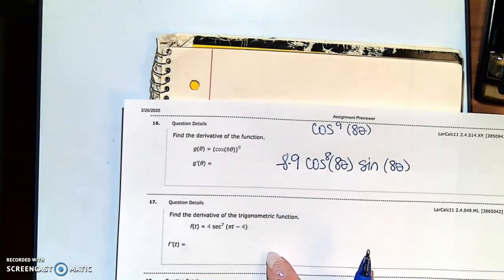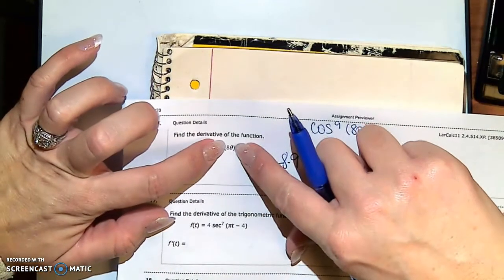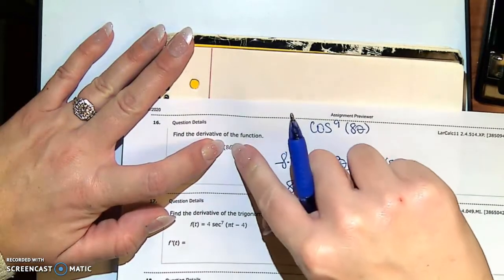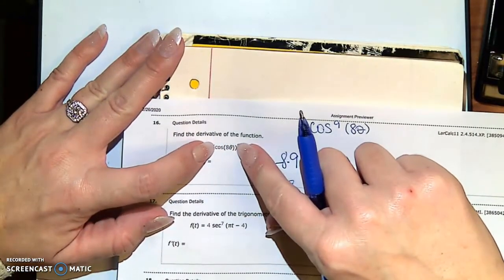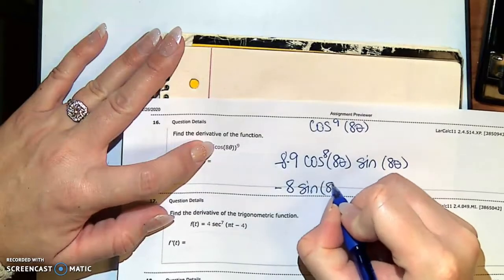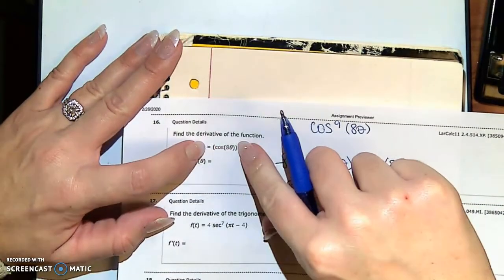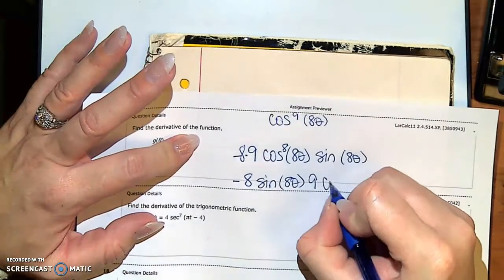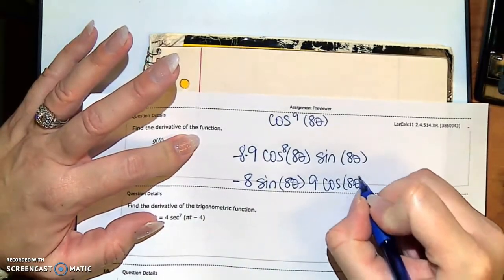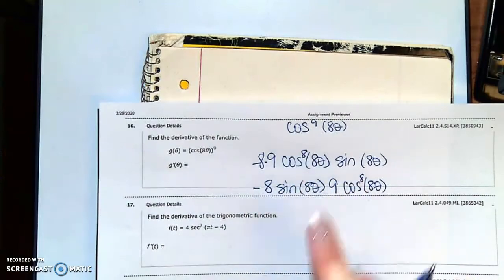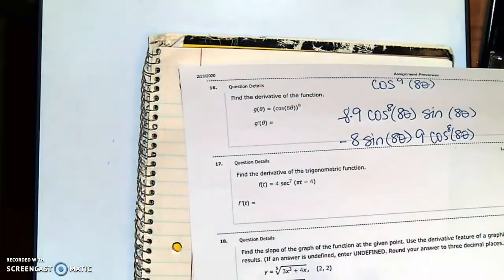What happens if you work from the inside out? So what's the derivative of the very inside? It's an 8. Okay. What's the derivative of cosine? It's a negative sine. And then what's the derivative of something to the 9th power? It is 9 times what's sitting there raised to the 8th power. So you get the same answer, it's just in a little bit different order.